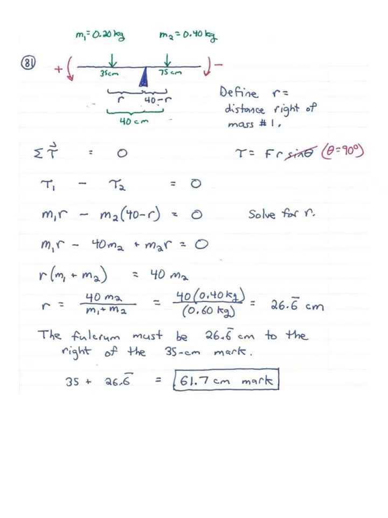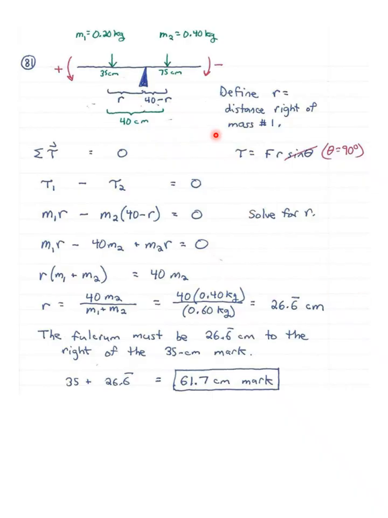Number 81. A meter stick of negligible mass has a 0.20 kilogram mass at its 35 centimeter mark and a 0.4 kilogram mass at the 75 centimeter mark. Where should the fulcrum be so the meter stick is balanced? All right.